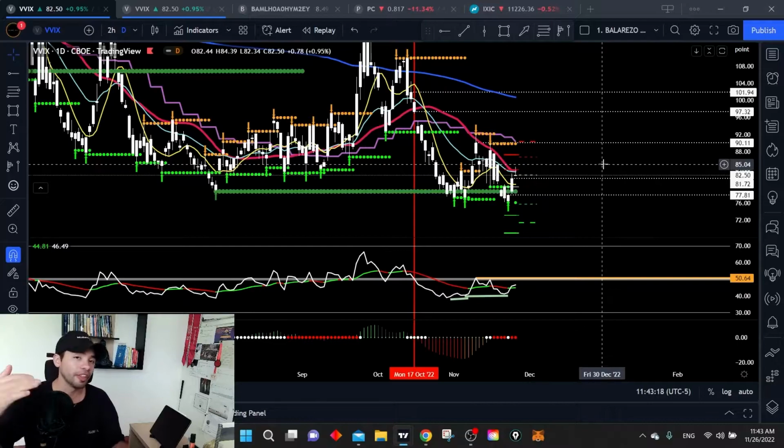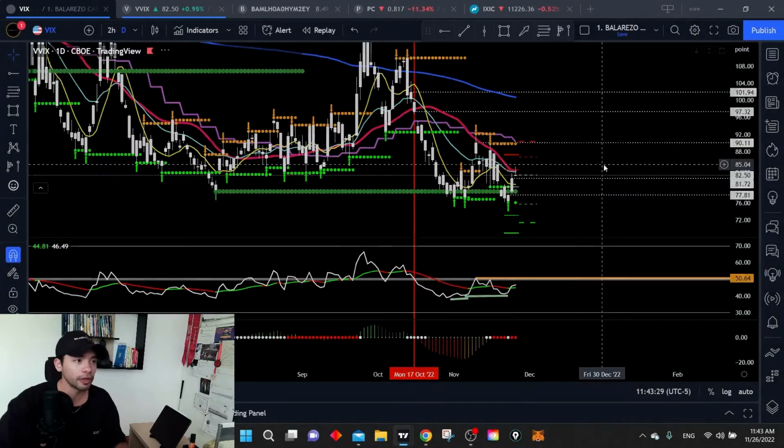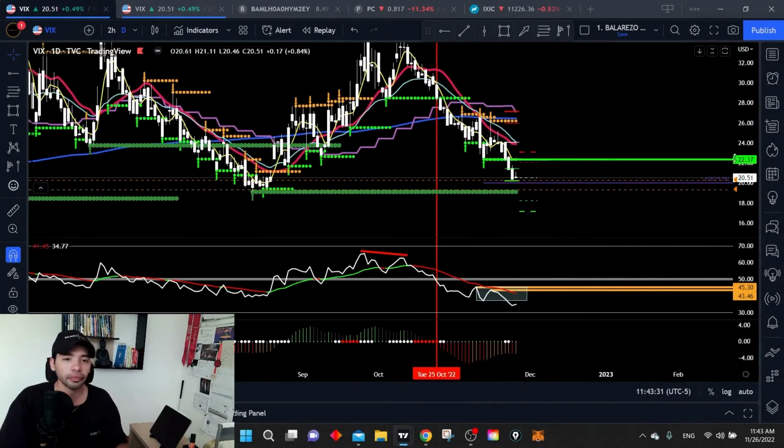But remember that this sets way before the VIX, so that doesn't mean that we're going to see that right away. We're probably going to see it in the second week of December, or we just have to take it day by day.